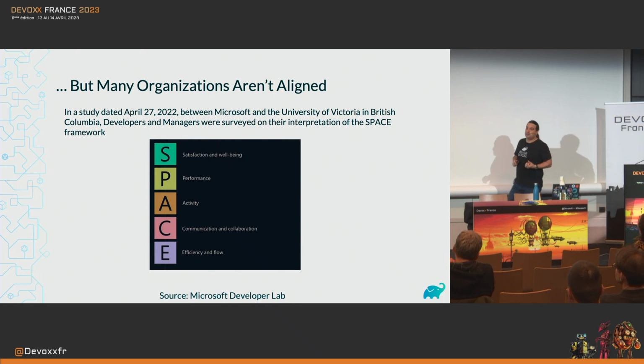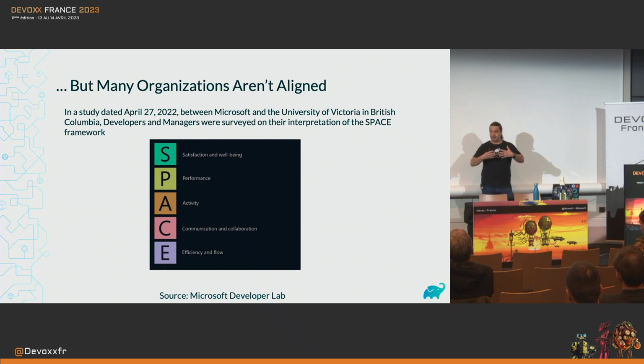C for communication and collaboration, right? How well are team members working together? Doing things like code reviews, right? Who likes code reviews? Oh, good. That's nice. Yeah, most people don't.